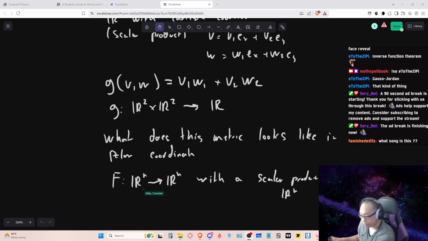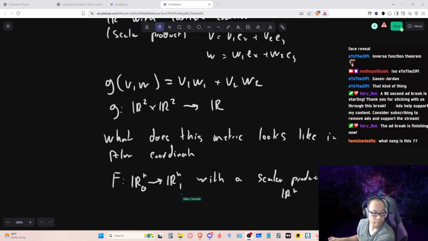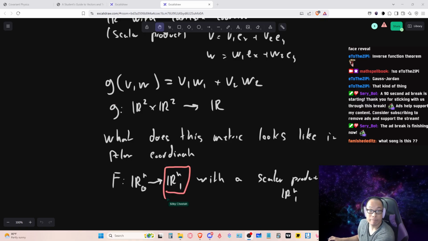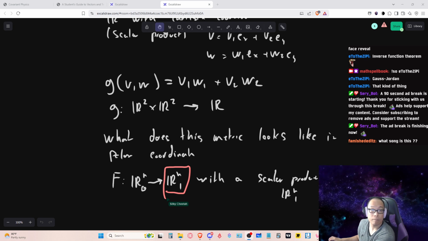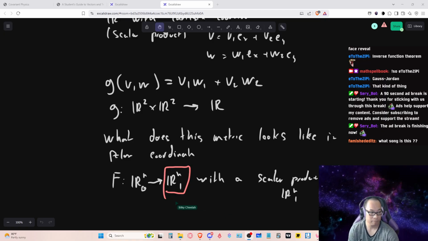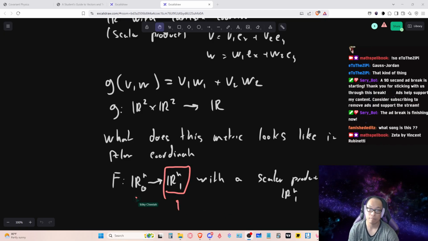Okay, maybe I will just put a little bit, so maybe I will put a 0 and a 1 here, just to differentiate the two spaces. So what I want is a scalar product on this guy. Okay, so this guy has a scalar product. And now I want to steal it. I mean, mathematicians are really good at sometimes stealing stuff. I want to steal the scalar product that lives here and put it on this space.